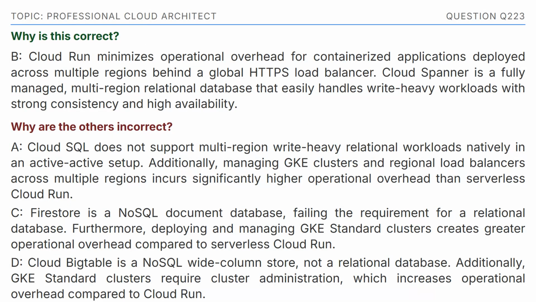Why is this correct? B. Cloud Run minimizes operational overhead for containerized applications deployed across multiple regions behind a global HTTPS load balancer. Cloud Spanner is a fully managed, multi-region relational database that easily handles write-heavy workloads with strong consistency and high availability.